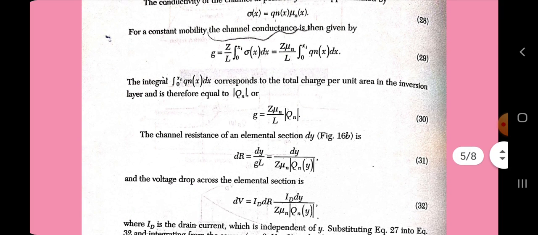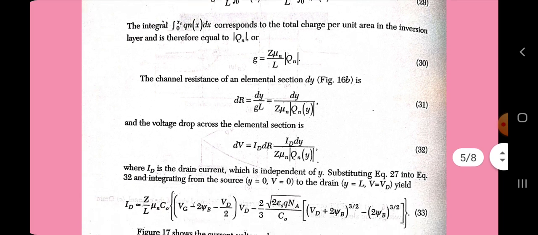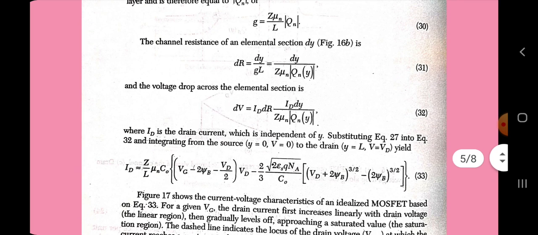The channel resistance of an elemental section dy is given by dR is equal to dy by G L. This is equal to dy divided by Z mu n and absolute value of Qn(y), and the voltage drop across the elemental section is dV is equal to Id dR, which is Id dy divided by Z mu n and the absolute value of Qn(y), where Id is the drain current, which is independent of y.